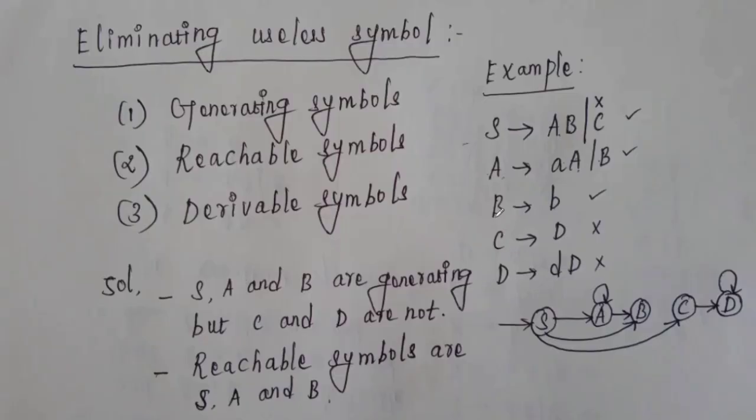Finally, the S, A, B productions. S tends to AB, A tends to A or B, B tends to B. These are all the generating symbols, but C and D are not generating.